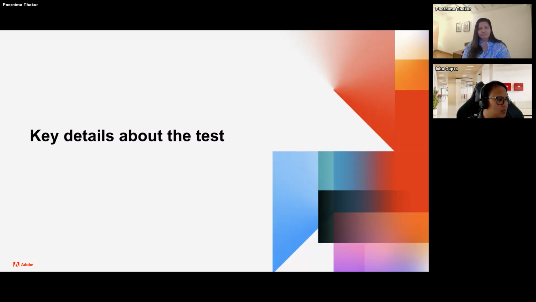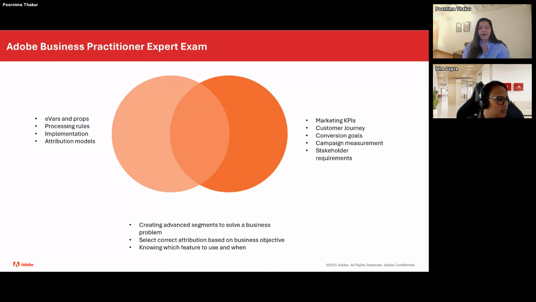Okay, now let's go to key details about the test. Now look at this Venn diagram. The left circle represents the technical knowledge that you might possess. And by technical knowledge, I mean, all right, you might know about eVars and props, you know about processing rules, you know how to implement attribution models. So you have all of this knowledge sitting in your head.